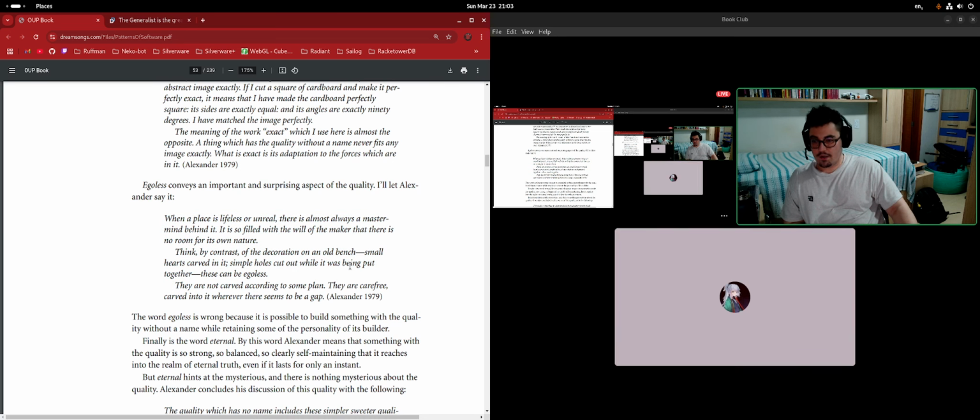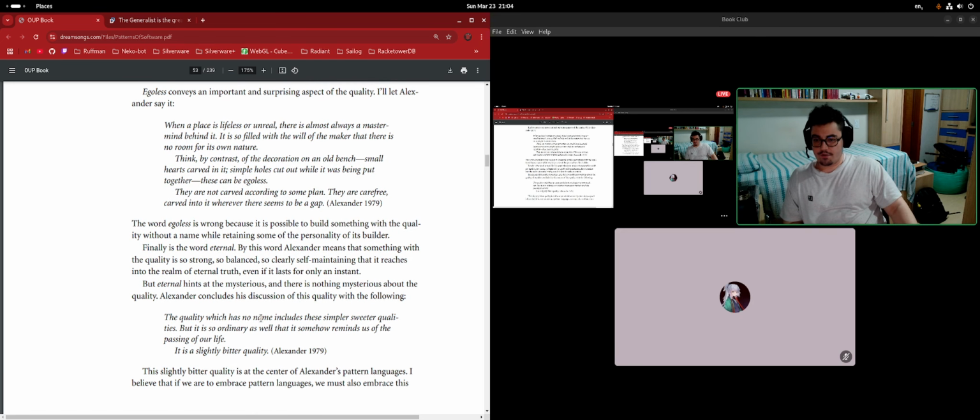When a place is lifeless or unreal, there is almost a mastermind behind it. It is so filled with the will of the maker that there is no room for its own nature. By contrast, think of a decoration of an old bench. Small hearts carved in it, and simple holes cut out while it was being put together. They are not carved according to some plan. They are carefree, carved into it wherever there seems to be a gap. Okay.